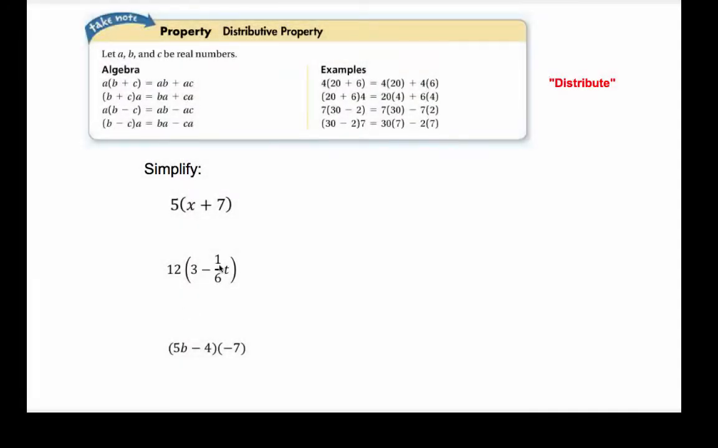All right, so let's just do some of these examples. I'm going to write out these examples to show you the steps. Here we have the quantity 5 times x plus 7. The distributive property tells me that I'm going to take 5 times x plus 5 times 7. 5 times x is 5x. 5 times 7 is 35. I've got an addition sign here, so I'm going to add 35.